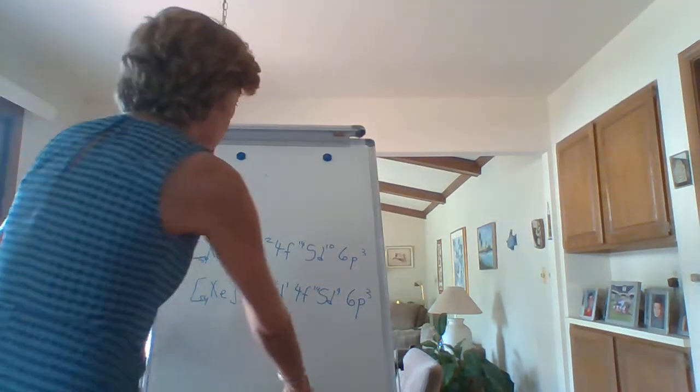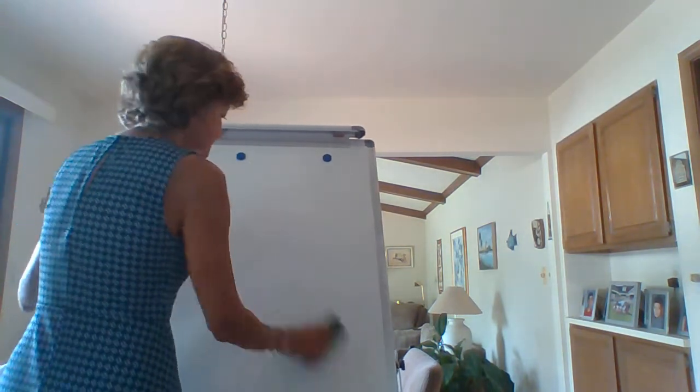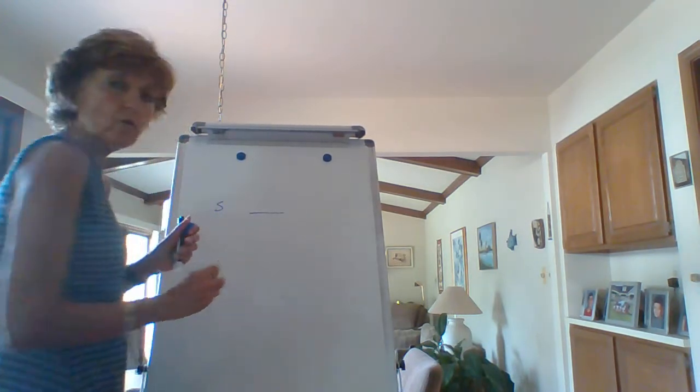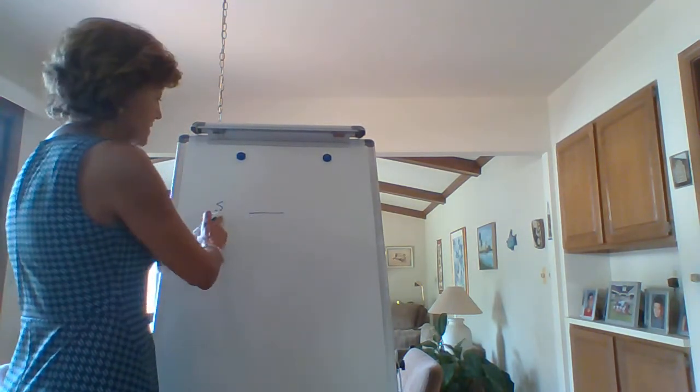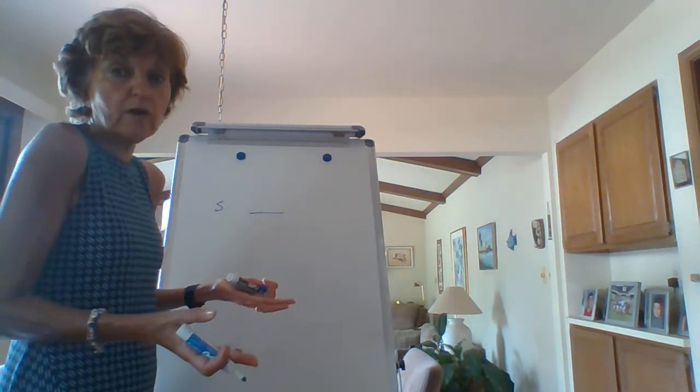So if you're talking about the S subshell, it's going to have just one orbital. Because remember, maximum of 2 electrons. And S can hold a maximum of 2, so it's going to only have 1 orbital.